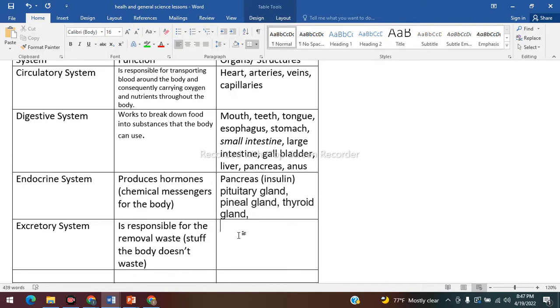Okay, organs of excretion would be your skin. I know what you mean. What do you mean?